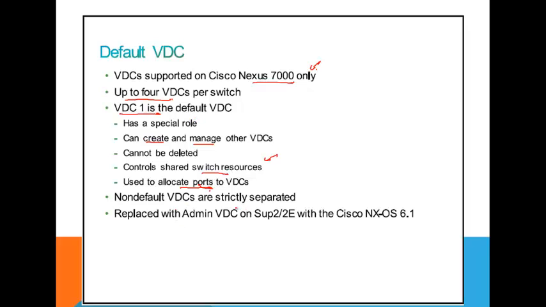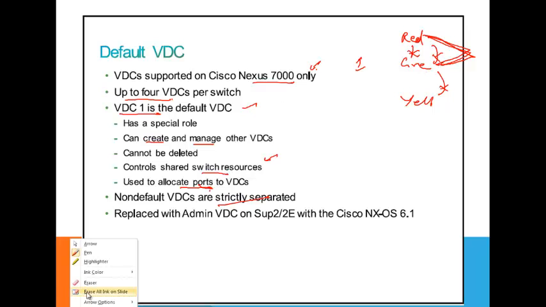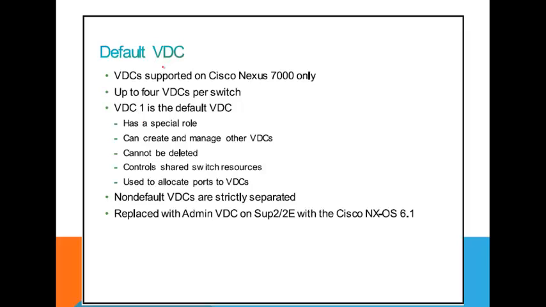Non-default VDCs are strictly separated, meaning default VDC can talk to red VDC, which is non-default, green, yellow. But red and green cannot talk, green and yellow cannot talk without an external connection. Internally they cannot talk. Externally you can connect a cable from one of the ports on red to one of the ports on green. Then it is possible, as if you talk between 2 different physical switches, but internally there is no connection. Non-default VDCs are strictly separated.